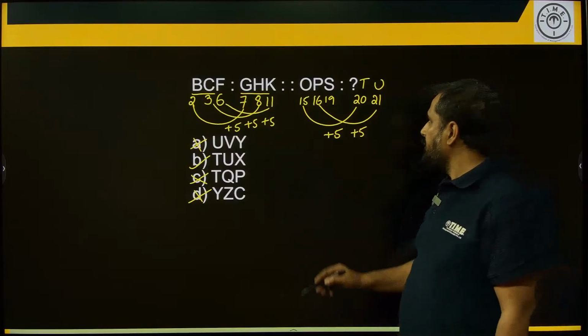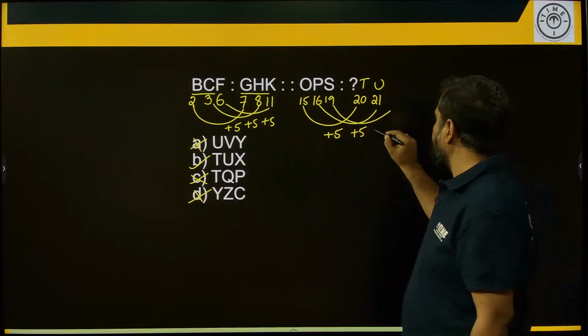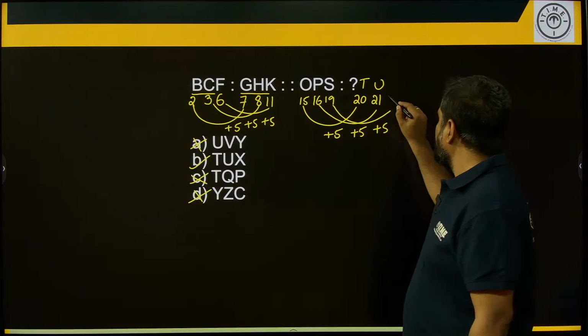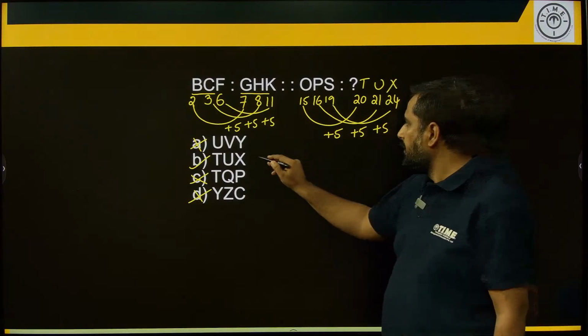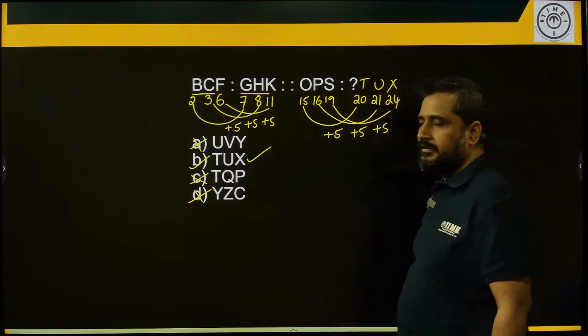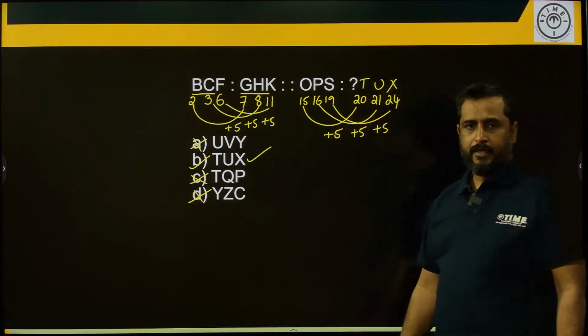Now what is the third one? 19. 19 plus 5 is 24. And the 24th letter in the English alphabet is X. TUX. It is perfectly matching with choice B. Fine.